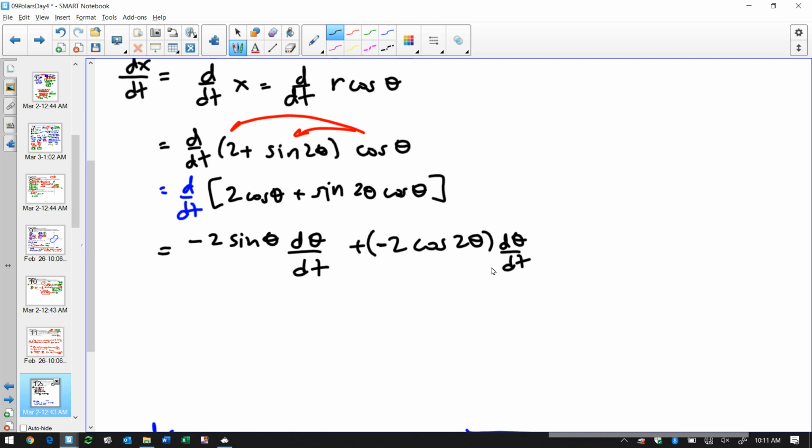You guys good with that? Derivative of the first times the second plus the derivative of the second. So the derivative of cos θ is negative sin θ dθ/dt times the first. Is that right? Is this positive right here? Oh, yeah, you're right. It is positive. Is this negative here? Yes. Okay. You guys are good so far?